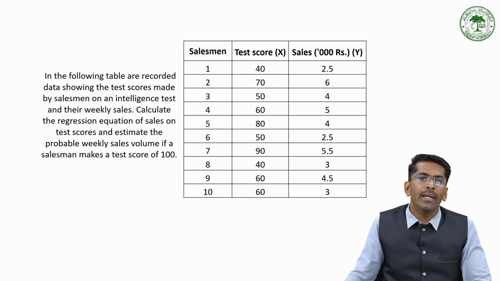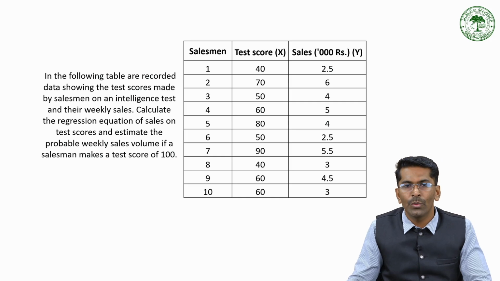Here the data on the salesmen's test score and the sales is given, and we want to calculate the regression coefficient of sales on the test score, and also estimate the probable weekly sales volume if a salesman makes a test score of 100. So here we want to calculate y on x, since we are saying that it is the regression equation of sales. So y on x is what we want to calculate here.